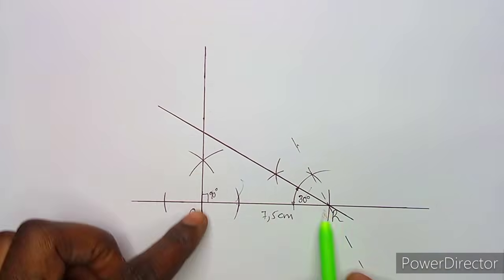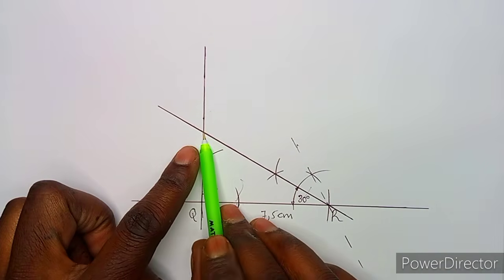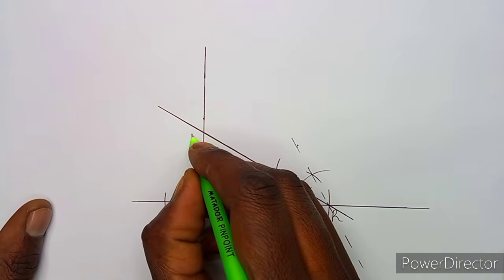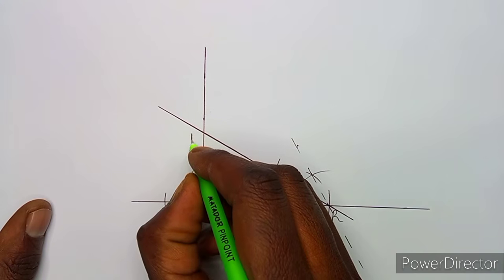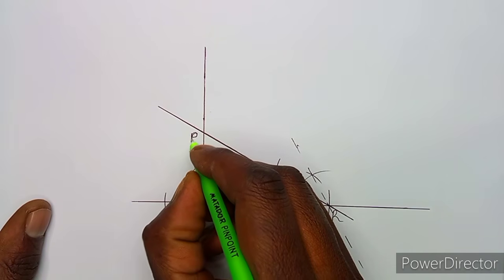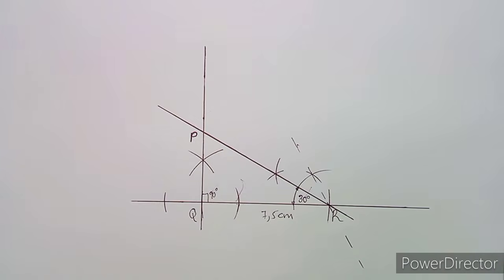So these 2 lines, as you can see, they are meeting at this point. Which means at the point where these 2 meet, that is your P. So this is going to be our P, just like that.